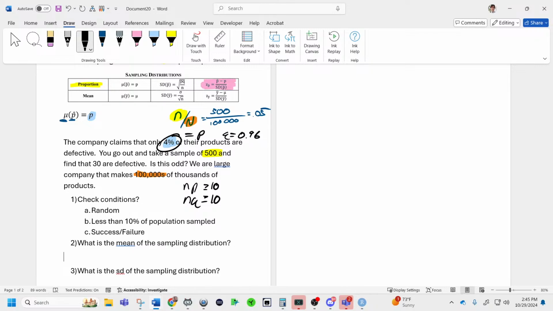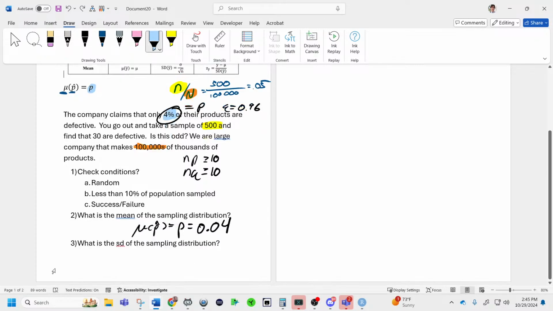Good job, Tommy, right there. So the answer is mu p hat equals p equals 0.04. Does everyone see it right there? It's literally just this. The mean for the distribution of the sample proportion is equal to that.